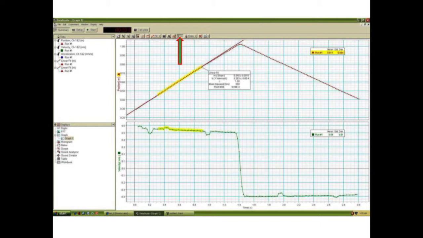Both the slope of the linear fit of position and the mean of velocity data should be similar. By comparing the error in slope with the standard deviation from the velocity mean, you can determine which approach is more accurate.